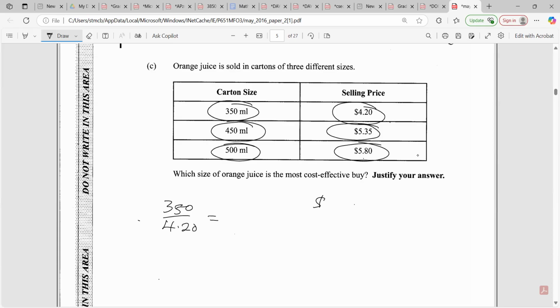No, I don't understand. Because what I did with the 350, when I did the 350 over the $4.20, I got 83.33 cents per milliliter. And I selected that, saying that was the most cost efficient. But remember, it's to the consumer. That's what the question said. So which is the most cost efficient? Which would give you more for the least amount per milliliter would be the most cost efficient, right?